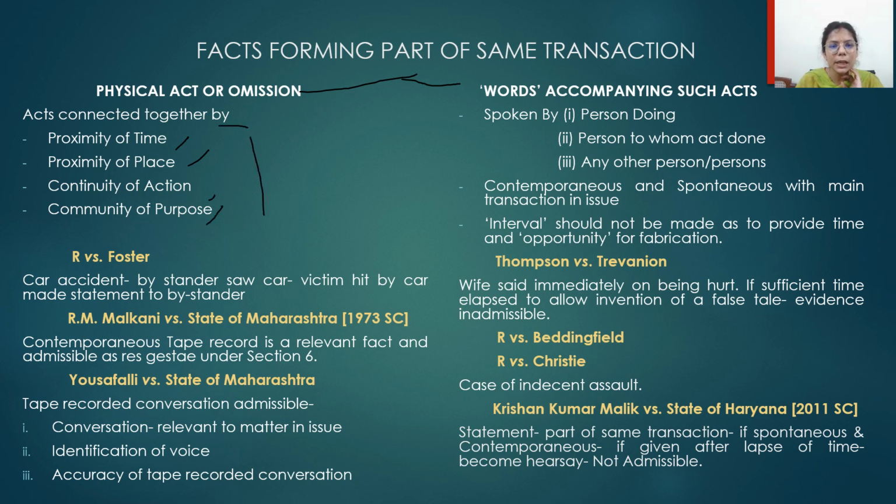This is basically the same test which was given by Stephen, with certain changes, like time and place also being included in it. R versus Foster is the first leading case on this point of physical act or omission.